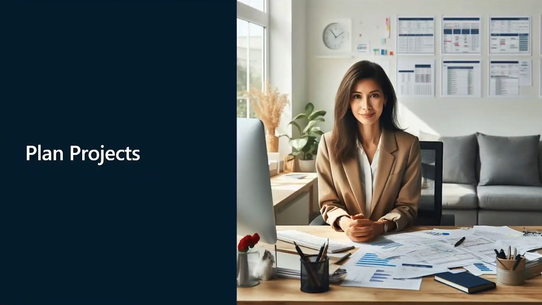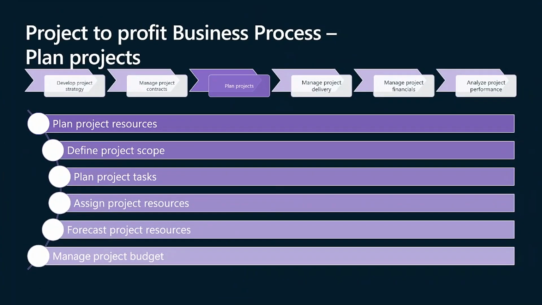Next business process area is plan projects. This business process area involves laying the foundational plan for successful project execution. It includes resource planning, scope definition, task planning, etc. If you see plan project resources, the first L3, we begin by identifying the skill sets and availability needed to deliver the project, following the project contract sign-offs, whether it is consultants, developers, field engineers. Getting the right people lined up is crucial.